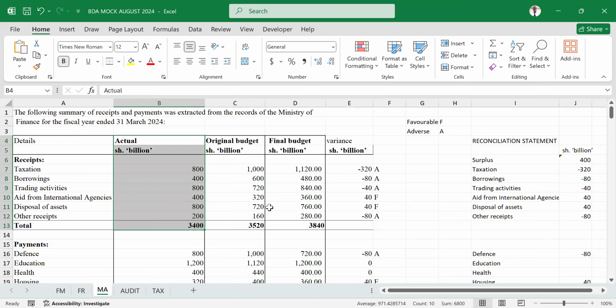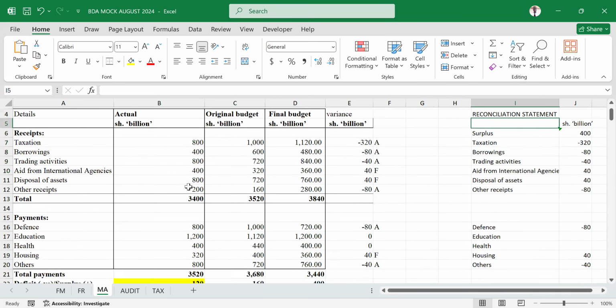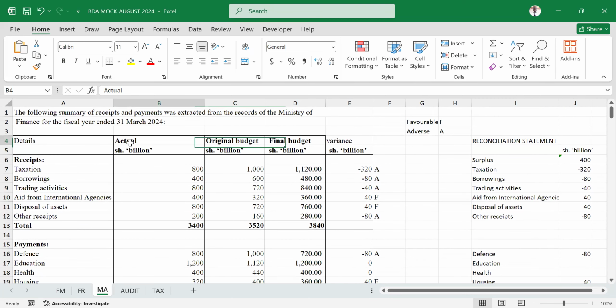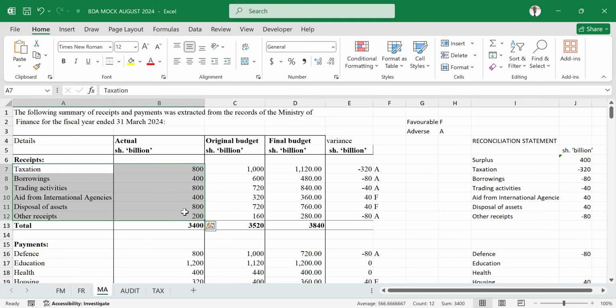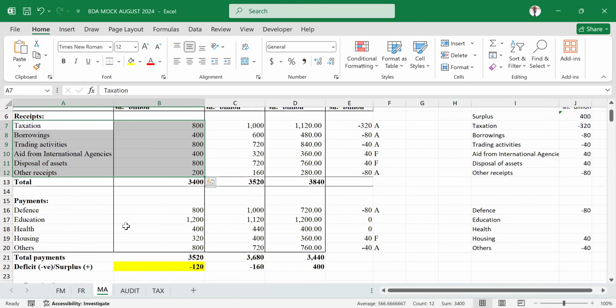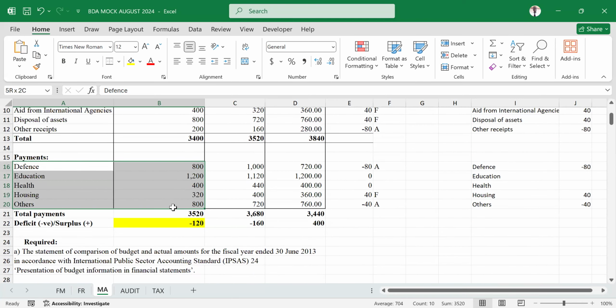Like I told you when we started the reconciliation, our focus for someone who understands is the actual, because this one has already been spent. If it is receipts, these are monies we've already received. So there is nothing we can do about it. This is already gone. We've already confirmed that this is what we have. On payments, this money is already spent. There is nothing you can do about it. So this actual column is our main focus.